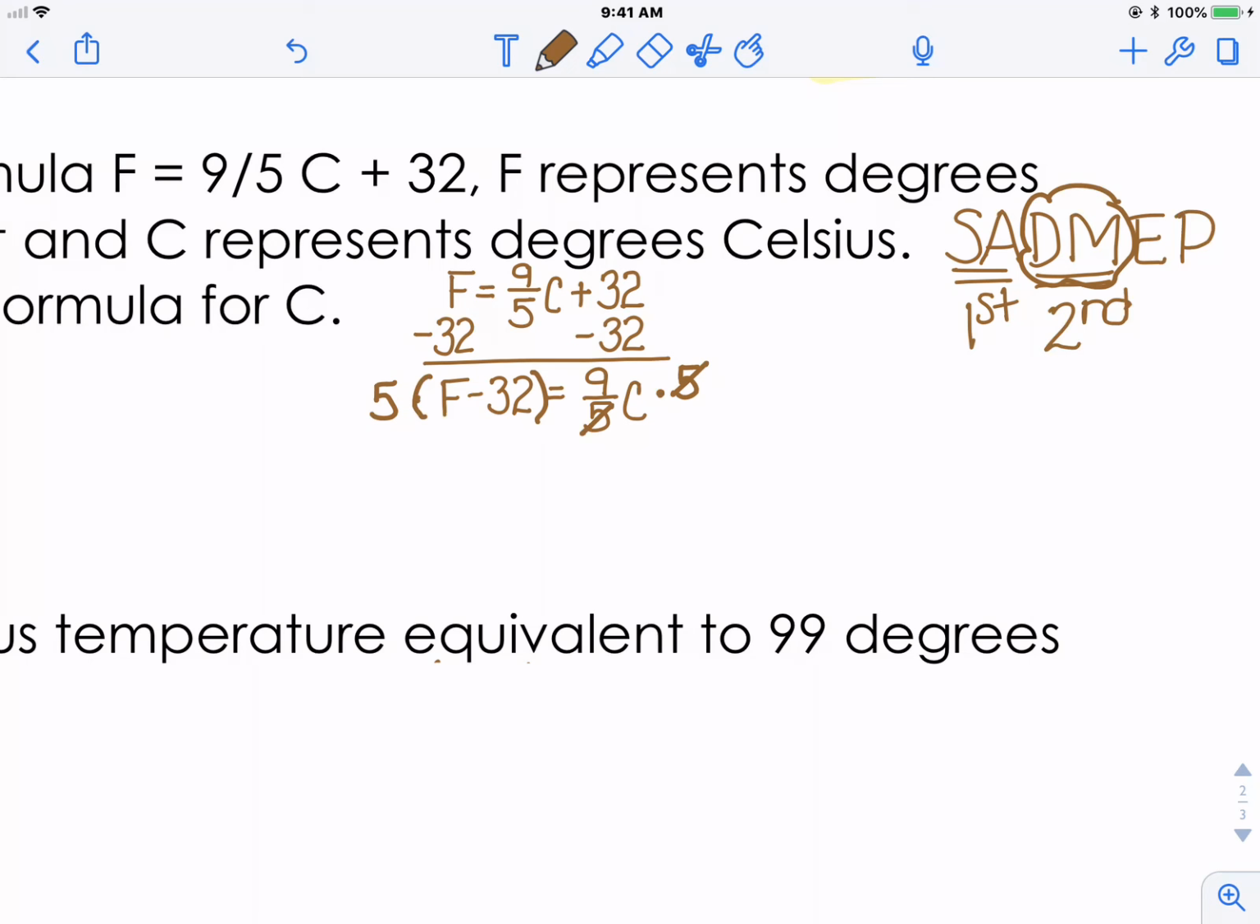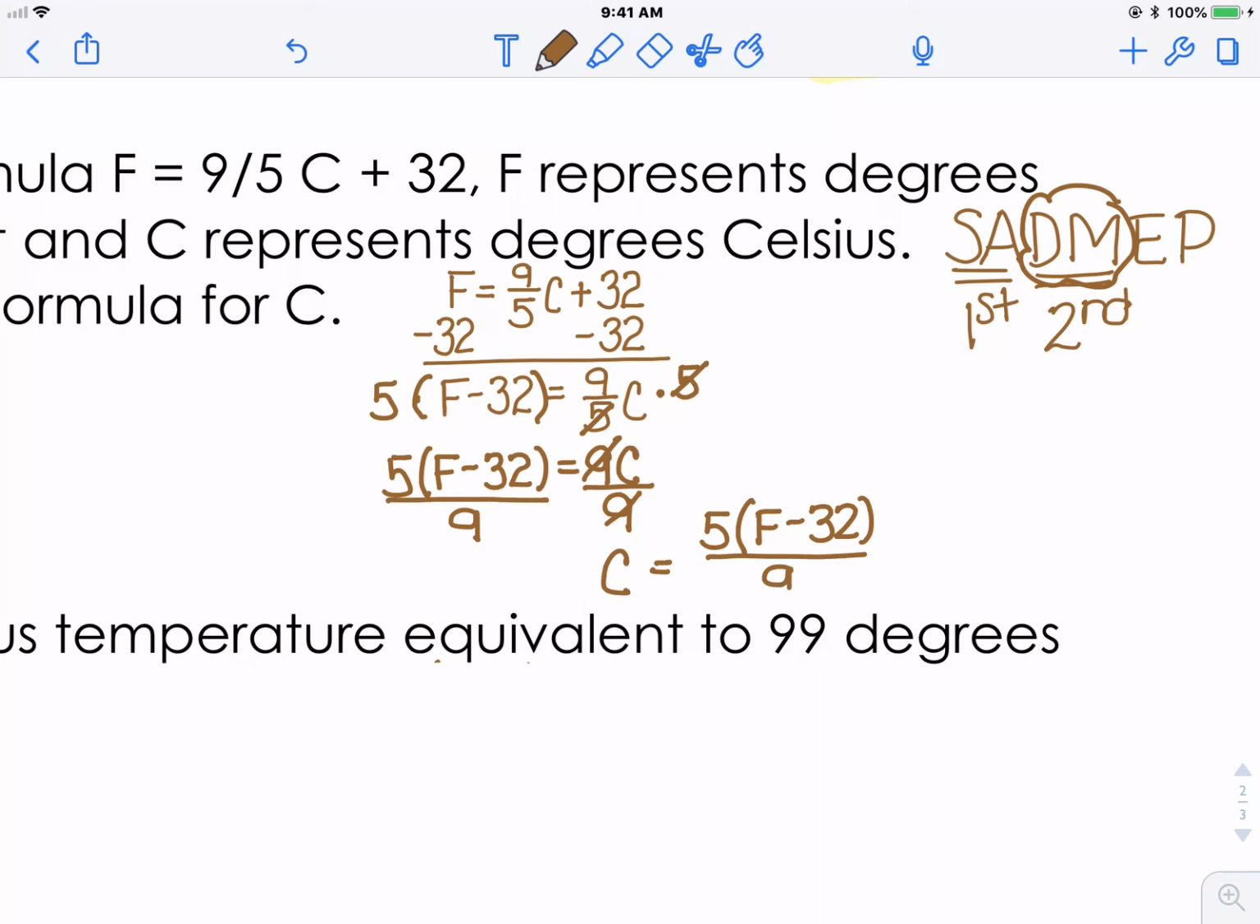The 5's cancel on this side, so I've got 5 times F minus 32, and you can distribute if you'd like, I'm not going to, equals 9C. The last thing I'm going to do to get C alone then is divide both sides by 9. C will be alone on this side. There's not a single number that's going to come from this. It's moving it around. That's the new skill. So there's my new formula that takes Fahrenheit values and turns them into Celsius.